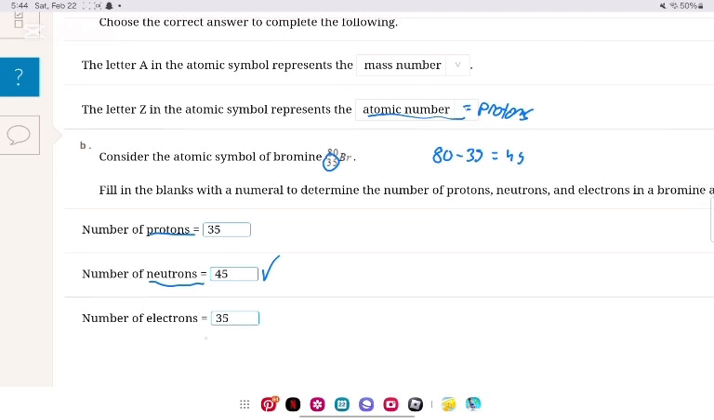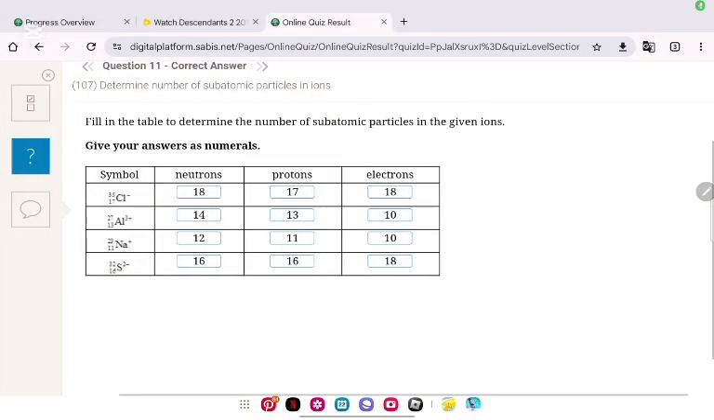And then the number of electrons. Number of electrons is the same as number of protons. But if you had a charge, let's say this was -2, you would add 2 to the number of electrons. But if it was +2, you would -2 from the number of electrons. So yeah, but in this case you don't have any charge, so it's gonna be 35. It's equal to the protons. That's it.